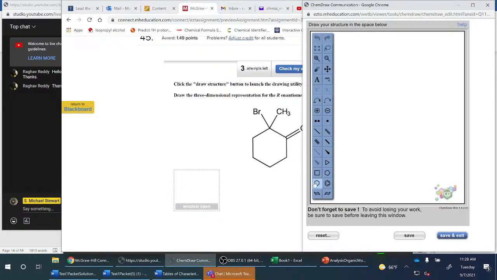So I've got my cyclohexane. I'm going to have a wedge. Again, make sure your dash goes off to the right. And then I've got a double bonded oxygen.